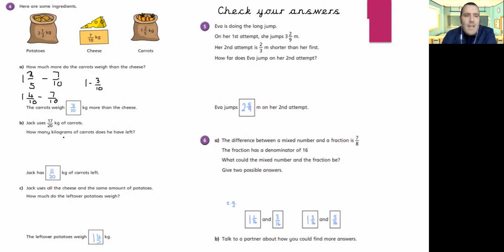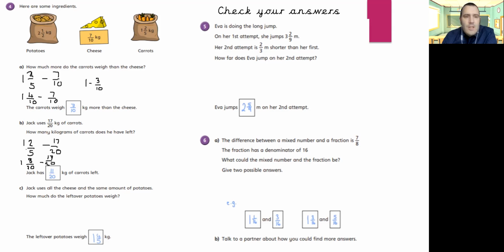Jack uses 17/20 kilogram of carrots. How many kilograms does he have left? So going back again, 1 2/5 kilogram in the bag of carrots. We've used 17/20. We need to make this 2/5 into an equivalent. So I'm going to multiply that by 4. So it's now 1 8/20, take away 17/20.